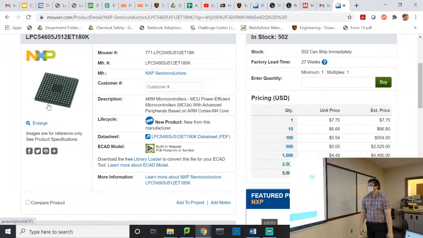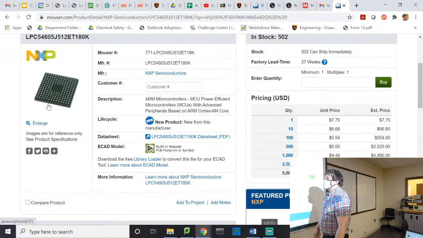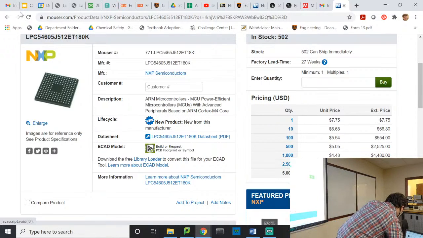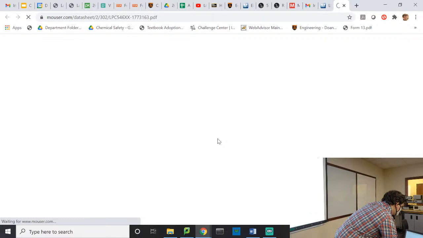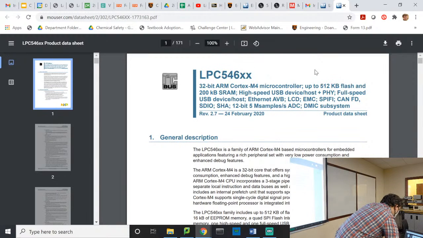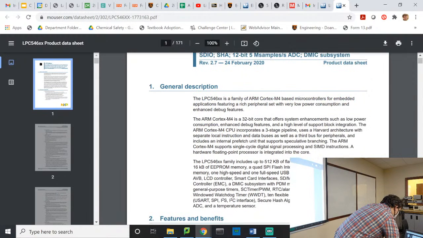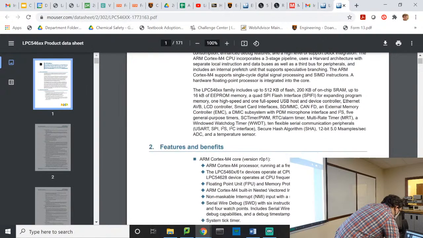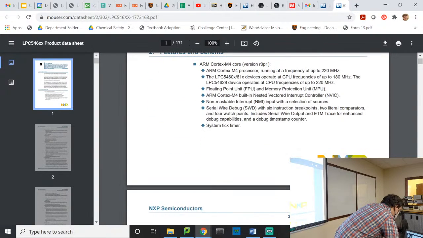Oops. But this is the kind of stuff that you'll see when you're looking at processors. Now these here, I'm not sure what the mounting type is, but you can go down here. It always should have a data sheet. Again, the data sheet doesn't come from Mouser. It comes straight from the manufacturer. So here, if you want to read through this, it'll give you absolutely everything you need to know about this processor. It'll tell you that it can run up to 220 megahertz.